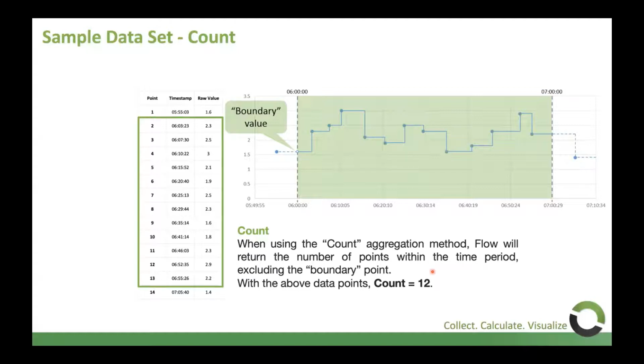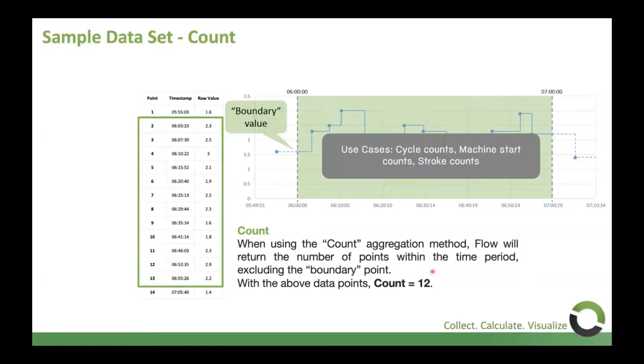Okay. I think count will probably be better served when it's a discrete Boolean type of value. So an on-off signal of a motor, or an open and close kind of command on a valve, because in that case, I can do things like cycle counts or machine start counts or stroke counts. So it's very much used in that type of scenario when I want to look at how many times a machine started for a day. I can use the count retrieval on that signal or on that pulse to just count how many times that occurred inside of the day.